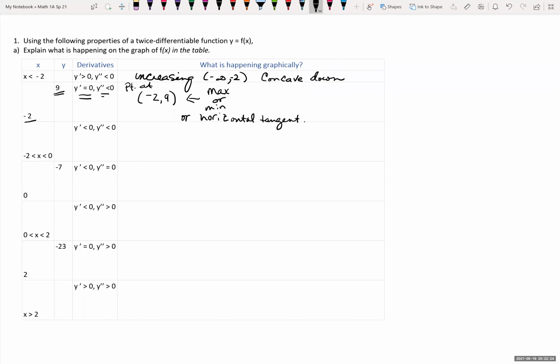We are given that the double derivative there is less than 0. And actually that tells me that it can't be a min because of the second derivative test. So it's concave down there. So basically f double prime of -2 is less than 0. So it's going to be a max.